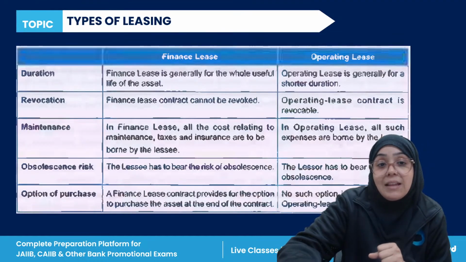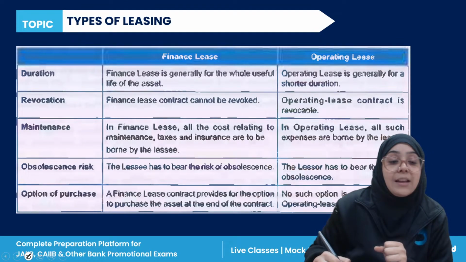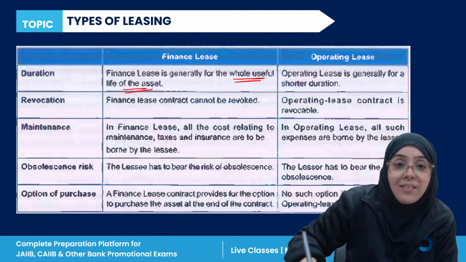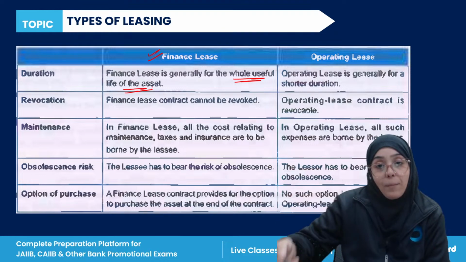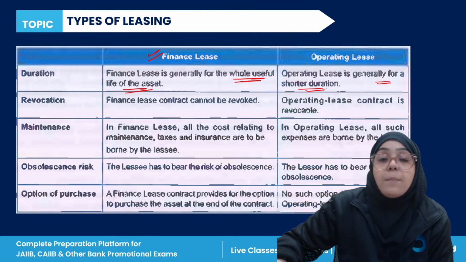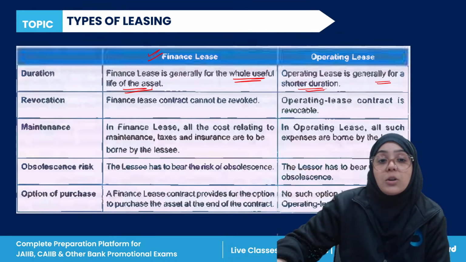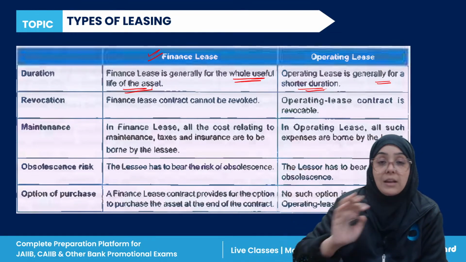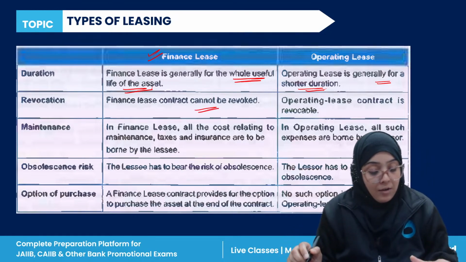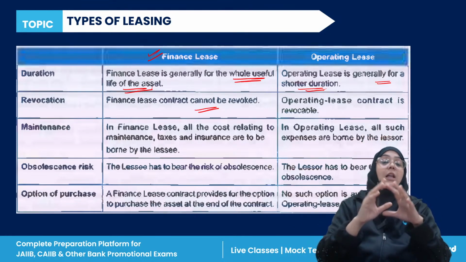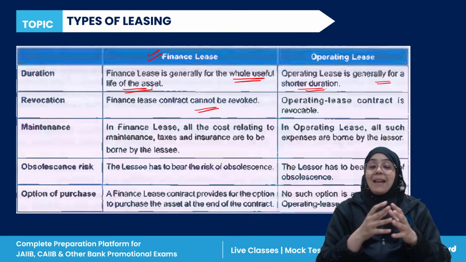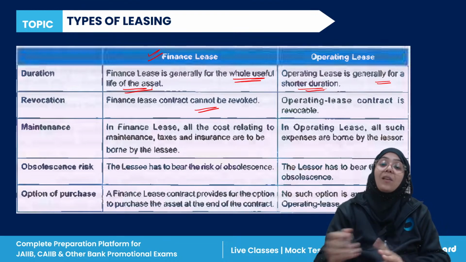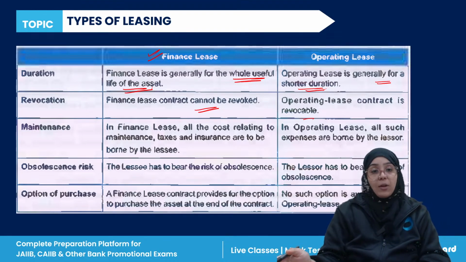Now, what is the difference between these two? Very simple difference. Just see this carefully. First of all, the duration. In a finance lease, it is the whole economic life or the whole useful life of the asset, whereas an operating lease is generally for a shorter period of time. Second, a finance lease cannot be revoked, it cannot be cancelled, because it is for the whole economic life, right? So finance leases are non-cancelable, whereas operating leases are revocable.